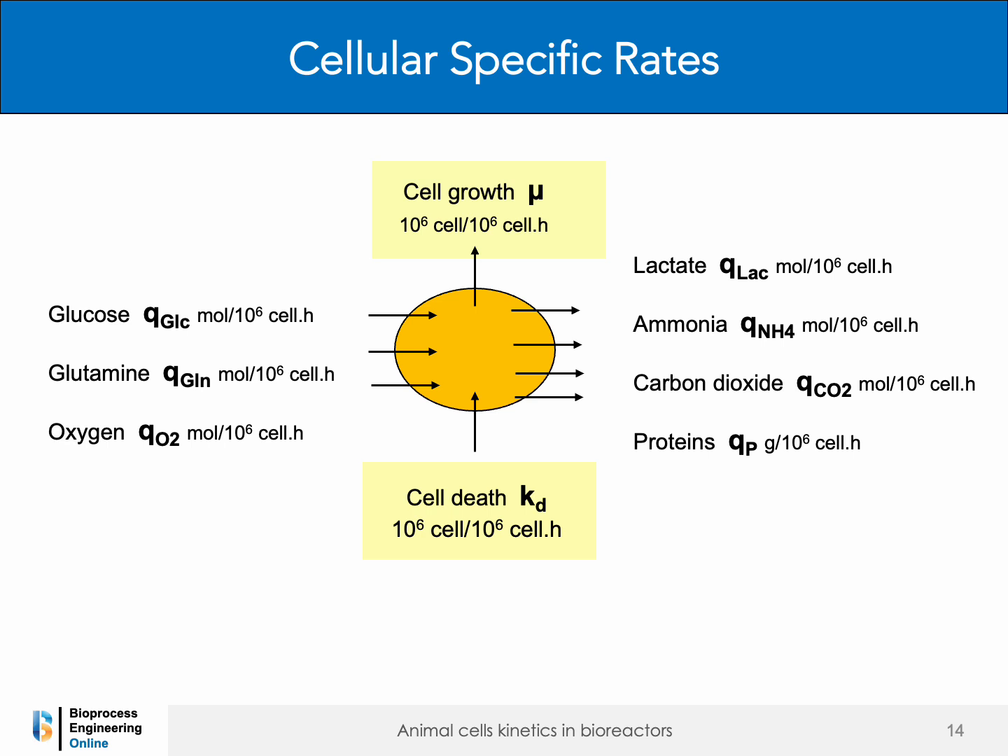hours. We also define the specific metabolite production rates, expressed in moles produced per 10 to the 6 cells per hour. Typical examples are QLAC for lactate, QNH4 for ammonia, and QCO2 for carbon dioxide. Finally, the specific protein production rate, QProt, represents the amount of recombinant protein produced per million cells per hour. Together, these specific rates provide a quantitative description of cell metabolism, growth, and productivity.